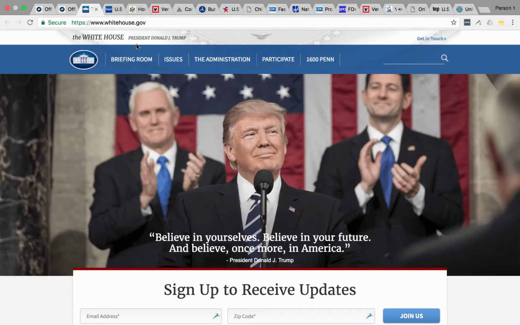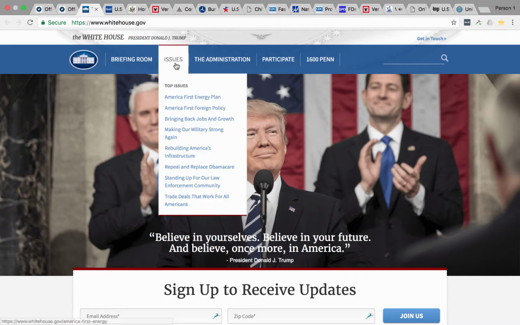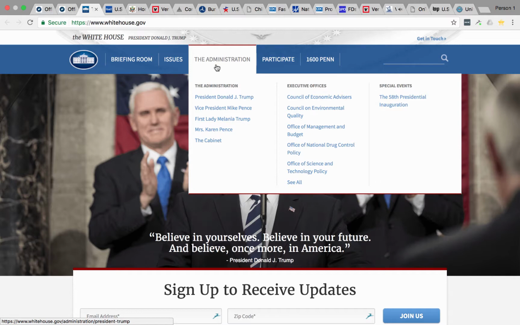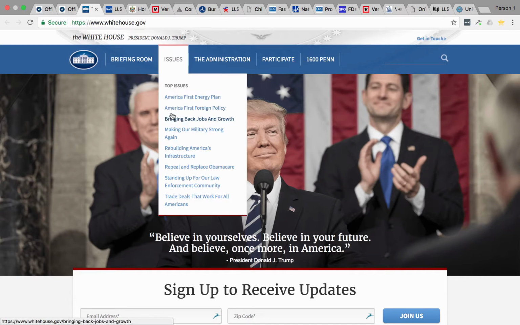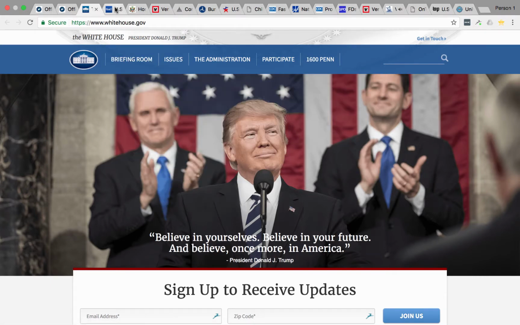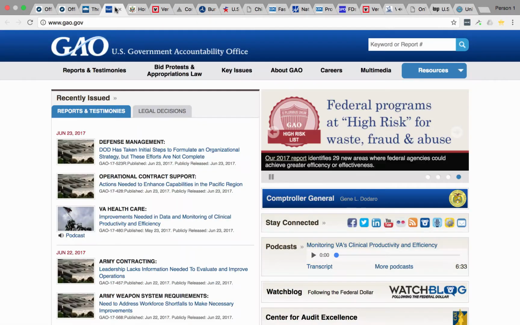Another one that is important to look at is www.whitehouse.gov, which provides you a variety of information about the Trump administration, how it's structured. It's essentially a public relations website for whoever the president is, but it also does provide you with some information about how the executive branch functions.